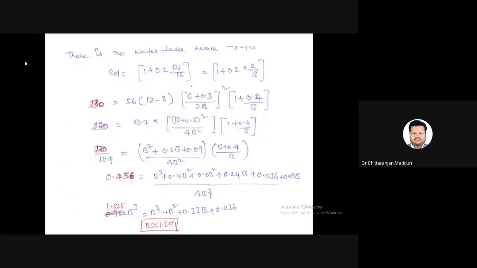So we need to find the width of the footing. Finally we will get one cubic equation. By solving this cubic equation, we will get the width of the footing equal to 1.5 meters.